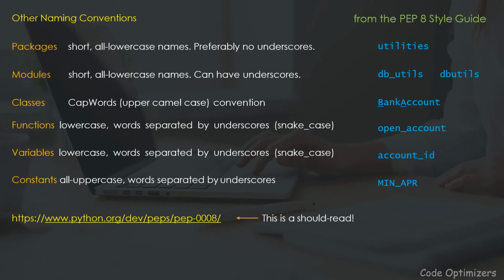Variables should be lowercase, with words separated by underscores, snake case, same as functions. So basically, we follow the same convention for naming variables as we do for naming functions. So for example, account underscore ID. Constants are all uppercase and all words are separated by underscores. So for example, minimum annual percentage rate, that is min underscore APR, would be a valid constant name.